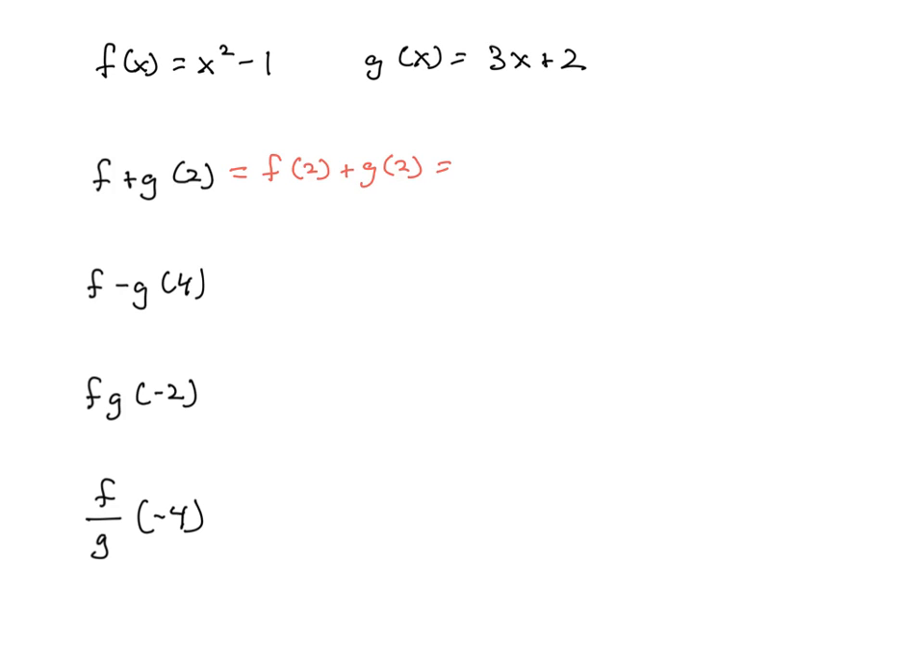What I have to do now is find f of 2. That means I put 2 in for x into function f: 2 squared minus 1. Well, 2 squared is 4, minus 1 is 3. So f of 2 equals 3. And then for g of 2, I put 2 in for x in function g. I get 3 times 2 plus 2, so 6 plus 2. I know g of 2 is equal to 8. So this problem just becomes 3 plus 8, which is equal to 11. So f plus g of 2 is equal to 11.